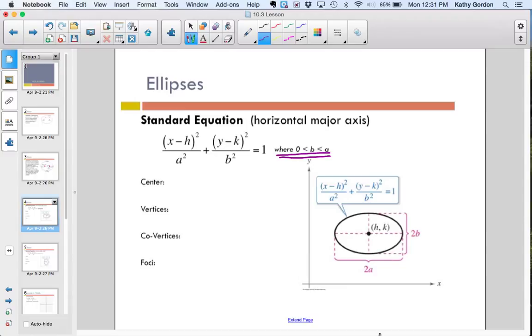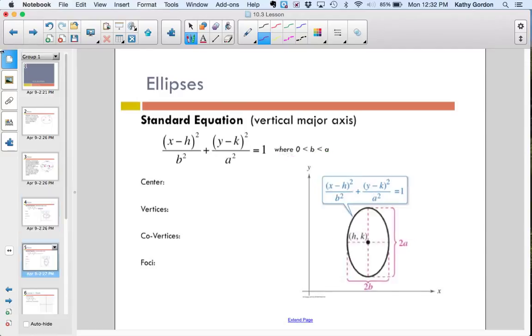Okay? So in the case of a horizontal ellipse, the A squared, the bigger denominator, is going to be the one that's under the x squared. If I'm talking about a vertical major axis, then the a squared, the bigger denominator, will be under the y squared.